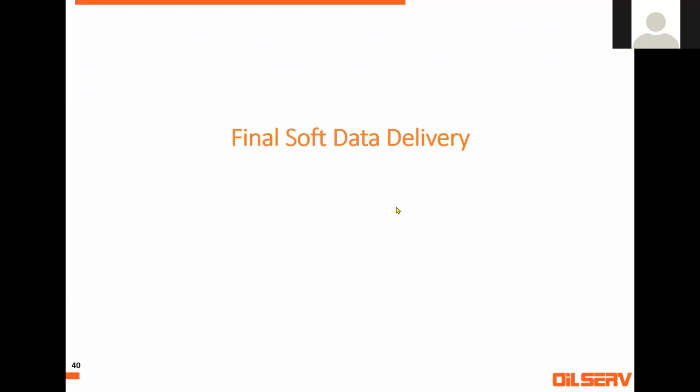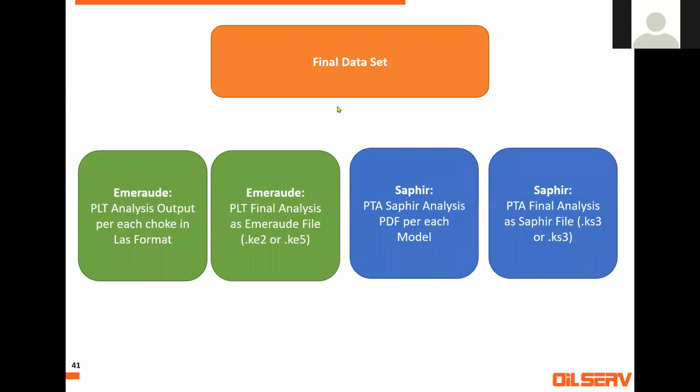Final soft data delivery. We make the interpretation by Emeraude. We make interpretation also by Saphir. We compile our report for plots and tables. Okay, what will we deliver as soft data? Like if we want to take this data and plot it in different software. So final soft data can be divided into two groups: the Emeraude output and the Saphir output.